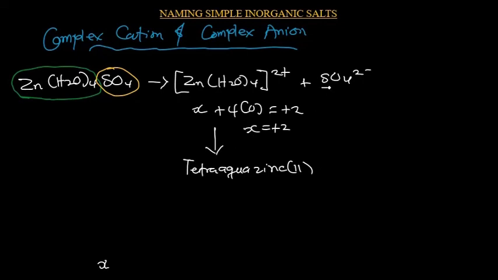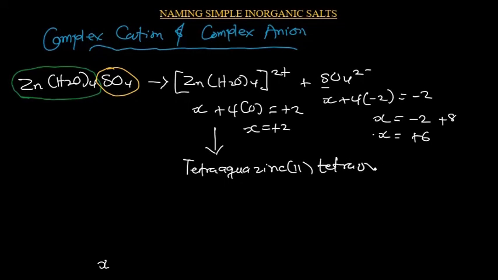What is the oxidation state of sulfur? Sulfur is x plus 4 in brackets -2 equals -2, and so x is equal to -2 plus 8, and so x will be +6. So we have 4 oxygens, and so we have tetraoxosulfate, tetraoxosulfate 6. Okay, so this is one example of a salt that is made up of a complex cation and a complex anion. Now you can try this last one before we go.